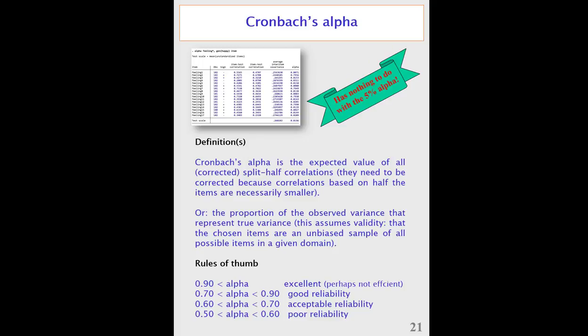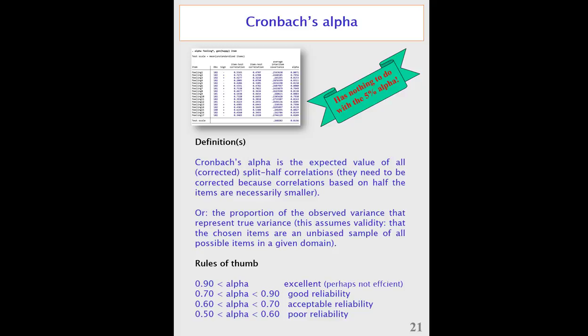This is called alpha, and in case you wondered, this has absolutely nothing to do with the 5% alpha that we have seen thus far. It's easy to mess it up, same word, but it is something different. This is Cronbach's alpha, and the other alpha of 5% has nothing to do with Cronbach whatsoever. Okay, so let's see what we have.